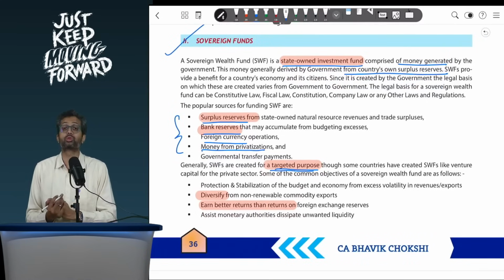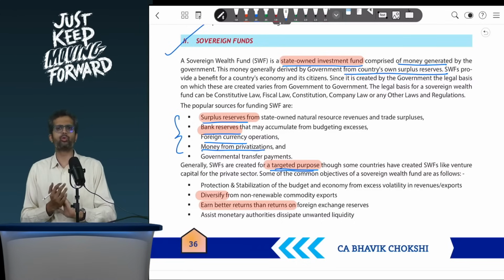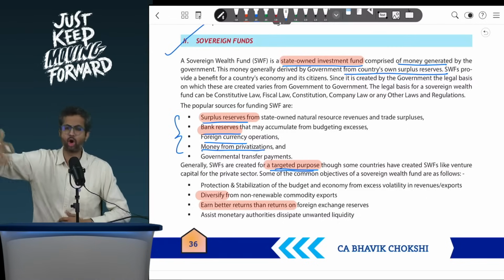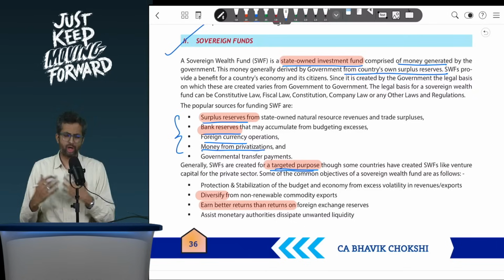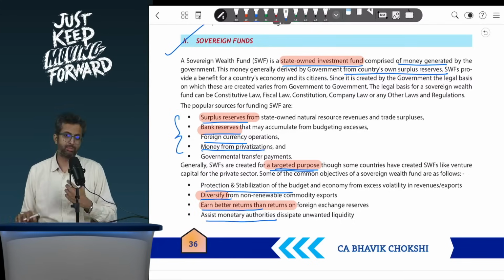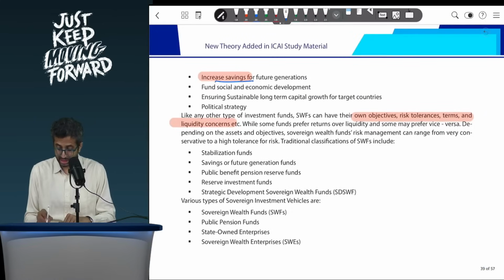Maybe they want to focus on sustainable energy. Maybe they want to focus on certain education and upliftment of the population. So maybe these are various objectives: to diversify, earn a better return, assist monetary authorities, provide stabilization of budgets, etc., increase savings for future generation, etc. So there are various things.